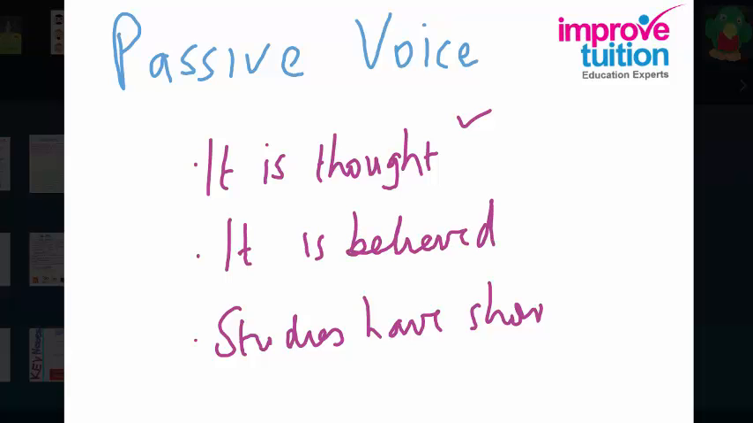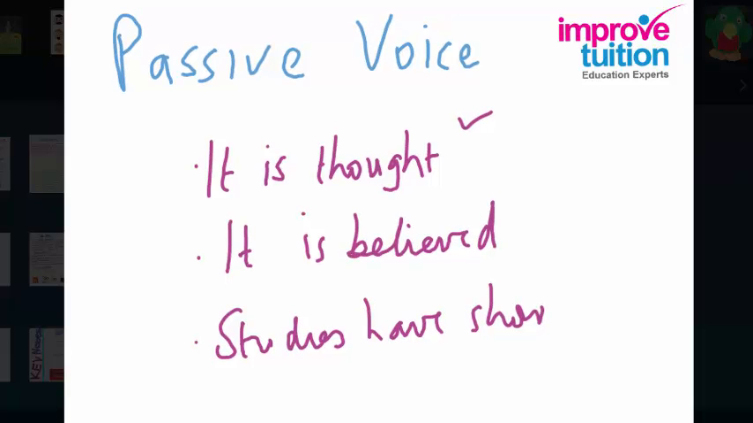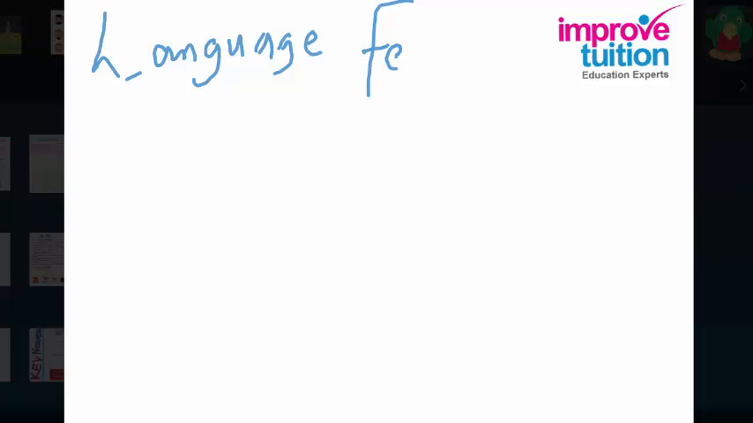Now, the language features. What are the language features for this type of writing? Normally they're in the present tense, but you are able to move into the past tense or the future tense, depending on the point you're trying to make.